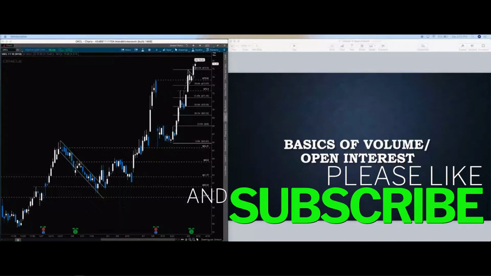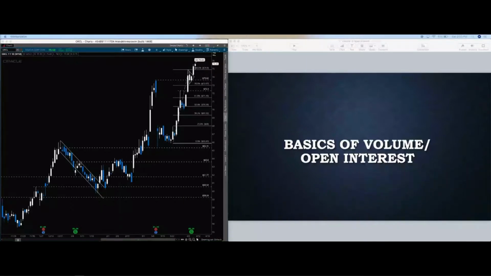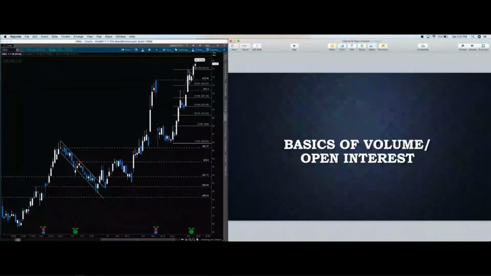And as always, as a disclaimer, this is strictly how I trade. This is my trading style. This is not me telling you guys how to trade. I am literally just explaining my style of trading. So let's go ahead and get started.